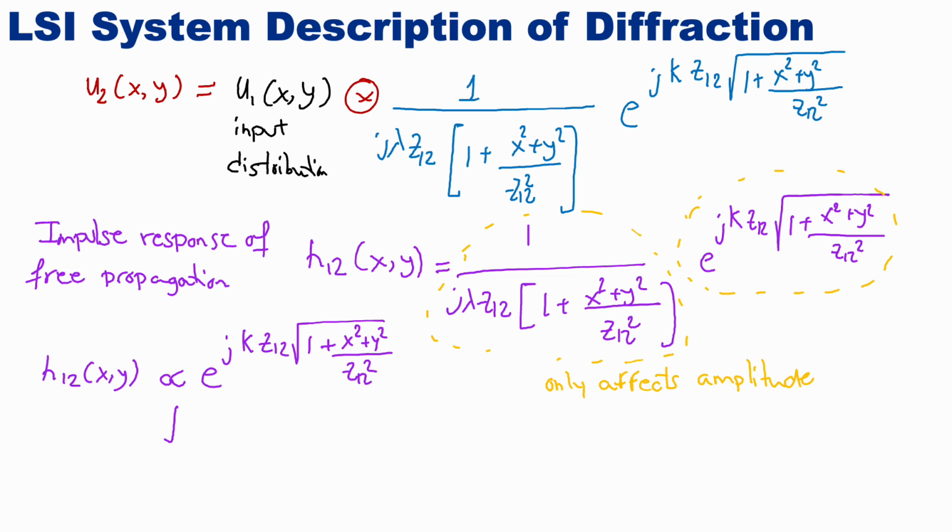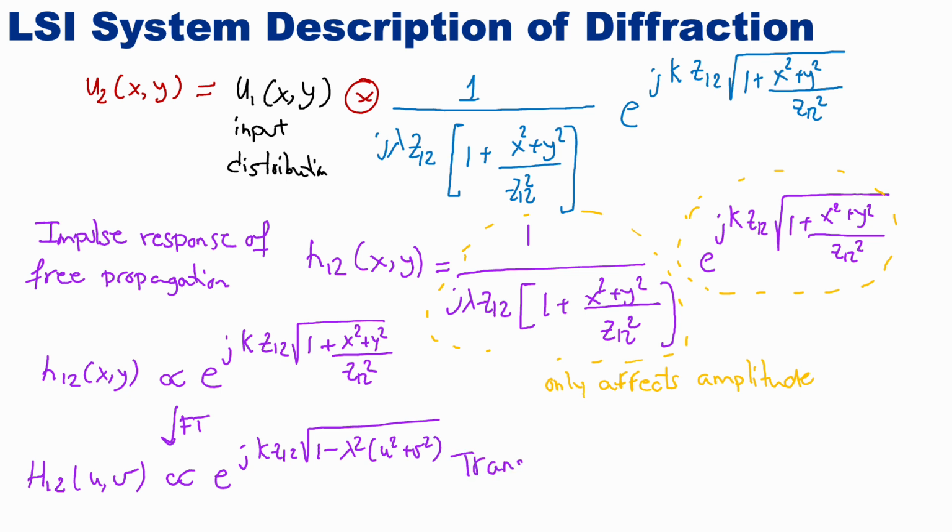And now if we do the Fourier transform, we estimate the transfer function, which is going to be proportional to the exponential of jk c12 times the square root of 1 minus lambda squared (u squared plus v squared). So this is going to be the transfer function of free space propagation.